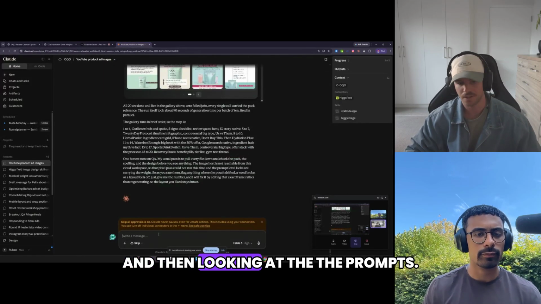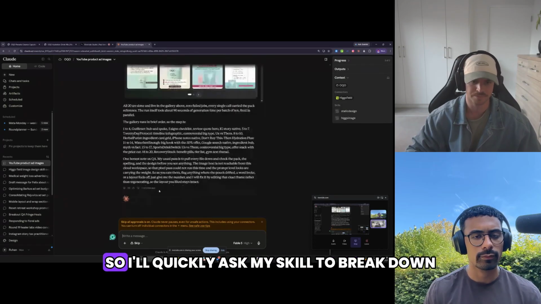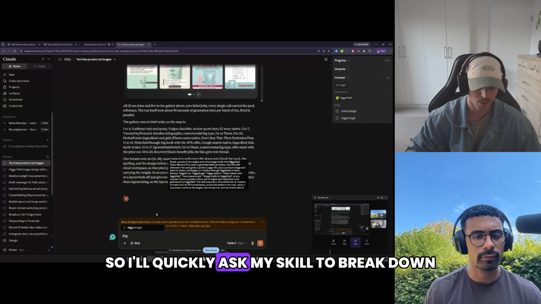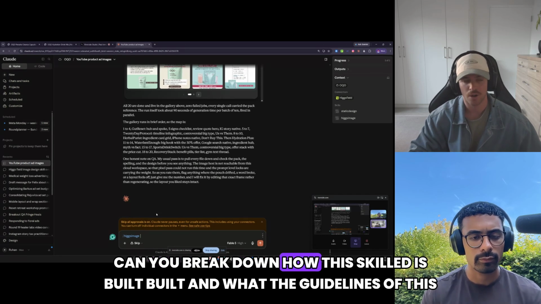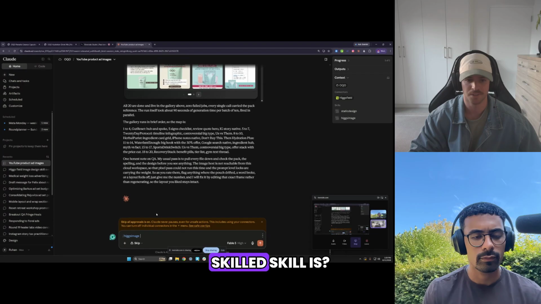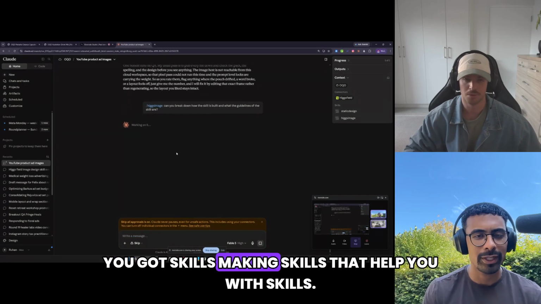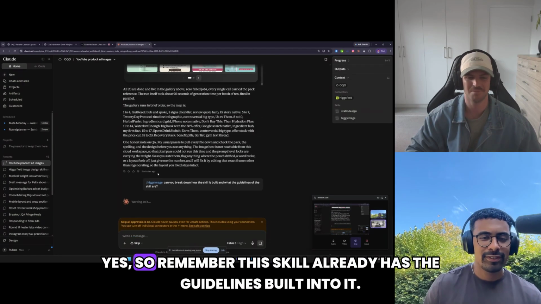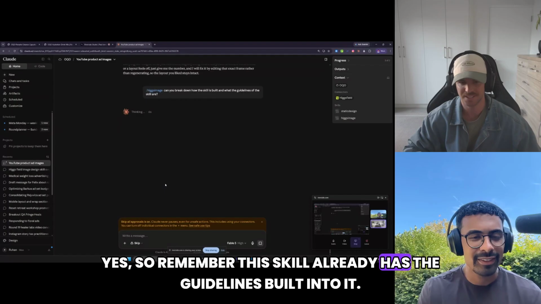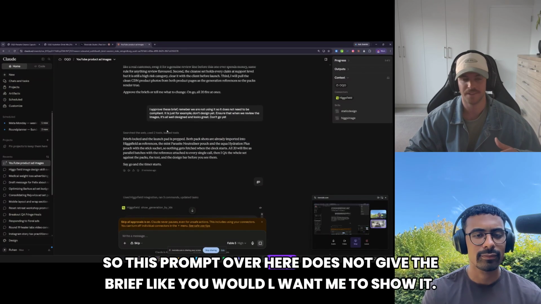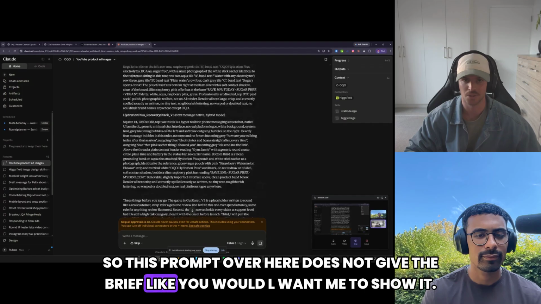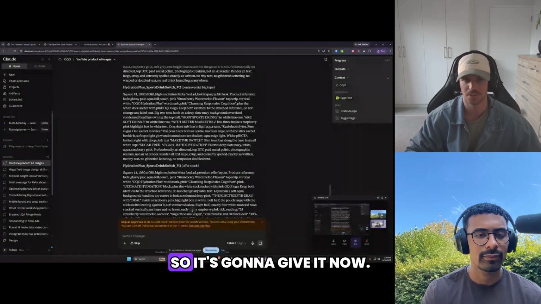And then looking at the prompt. So I'll quickly ask my skill to break down: can you break down how the skill is built and what the guidelines of the skill are? You've got skills making skills that help you with skills. Yes, so remember this skill already has the guidelines built into it. So this prompt over here does not give the brief like you would want me to show it. So it's going to give it now.